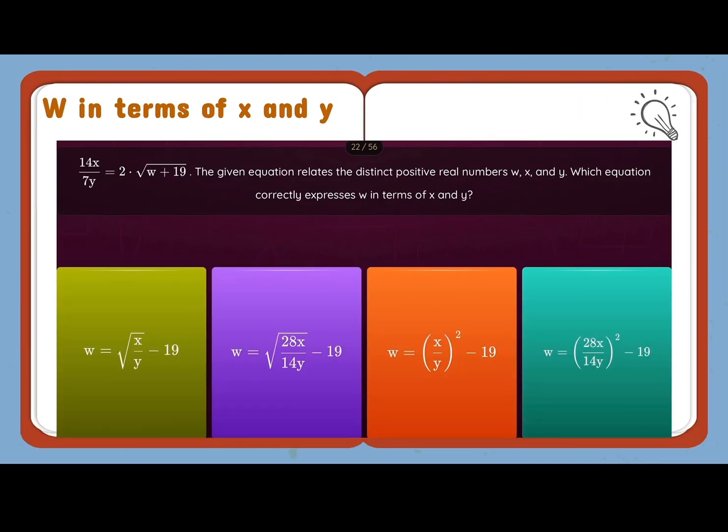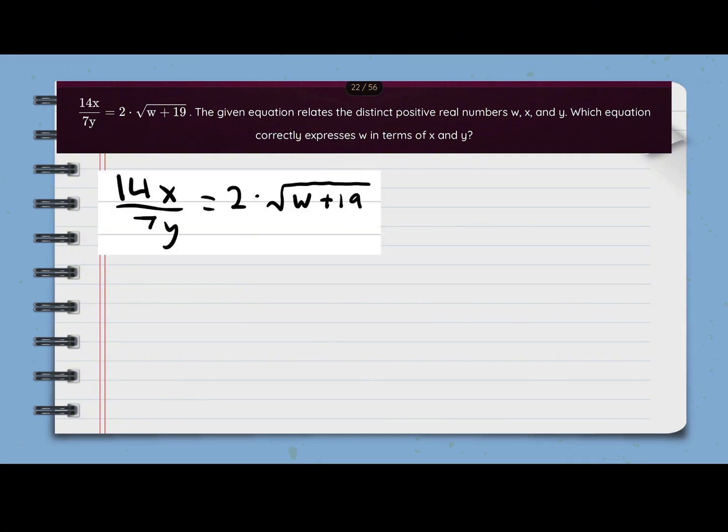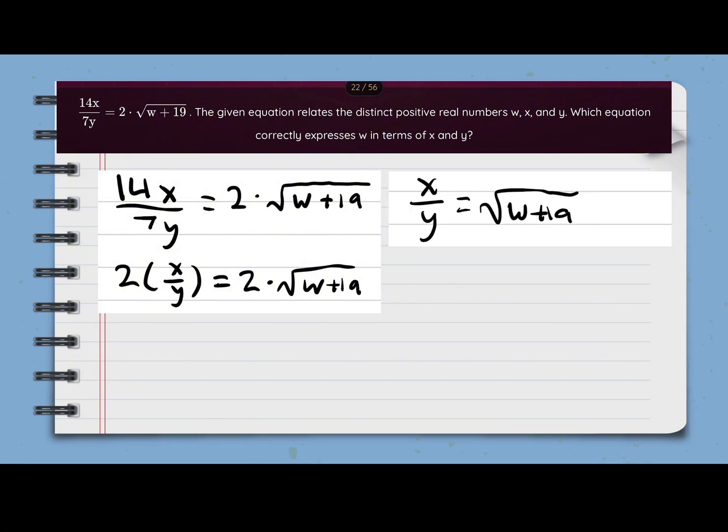Okay, solving for w in terms of x and y, we have this long equation here, 14x over 7y equals 2 times square root of w plus 19, and we want to solve for w. So we're trying to factor out as many constants as we can for a question like this. The best way we can do that is by separating this 2 from the 14x and 7y, and we'll cancel those 2's out and have x over y equals root w plus 19.